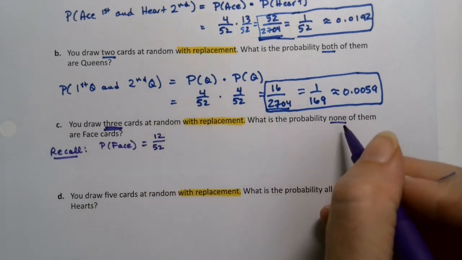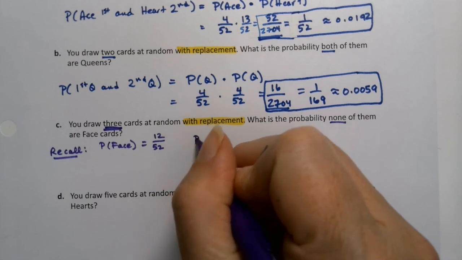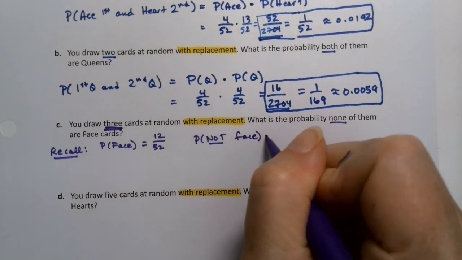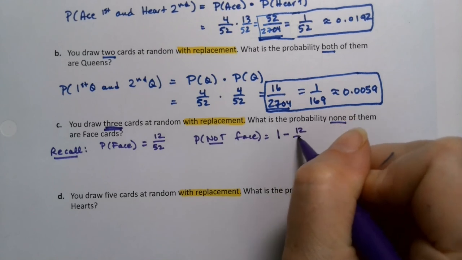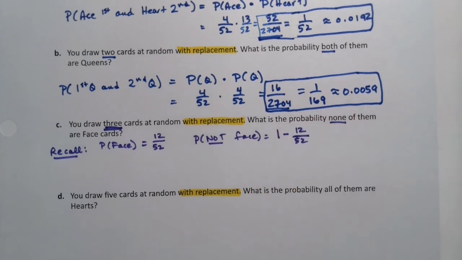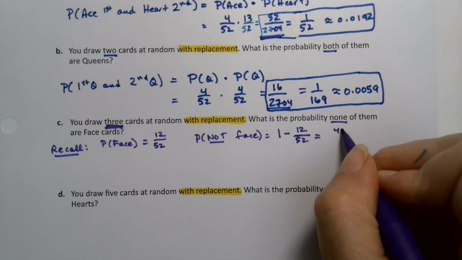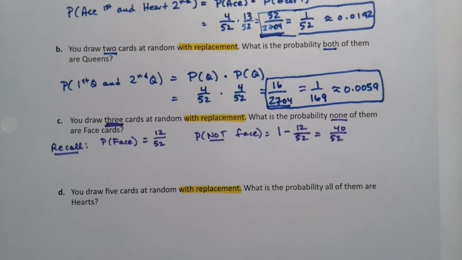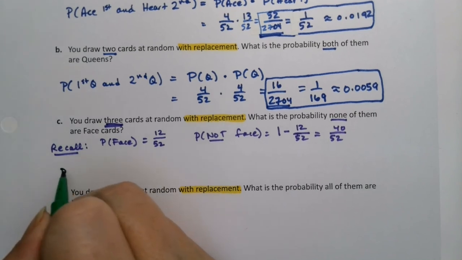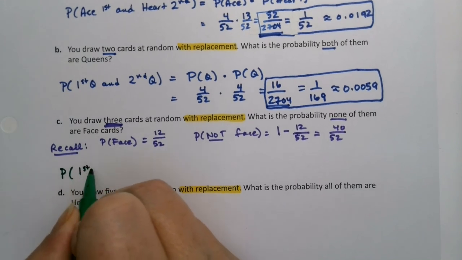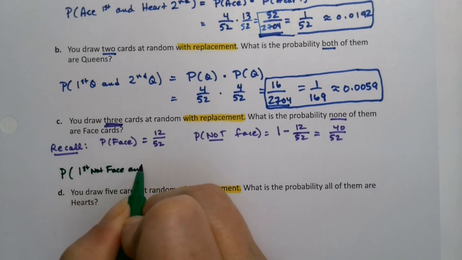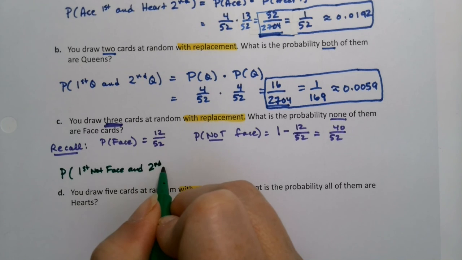All right, I want them to not be face cards. So what's the probability of not getting a face card? That would be 1 minus 12 out of 52. In other words, there's 40 out of 52 non-face cards, right? Okay, now how has that helped me? Well, think about what you want. You want the first one to not be a face, and the second one to not be a face.